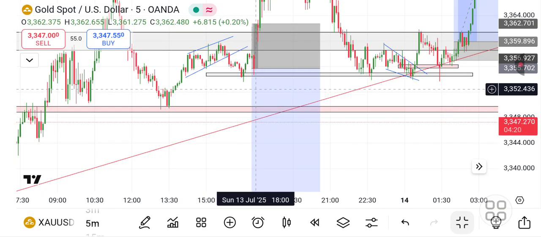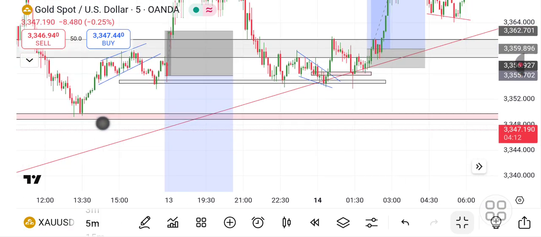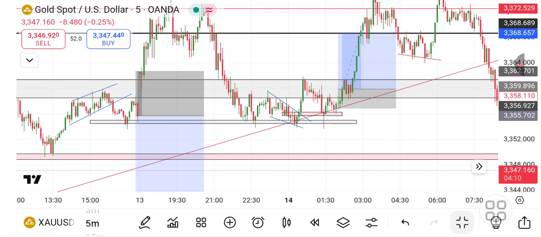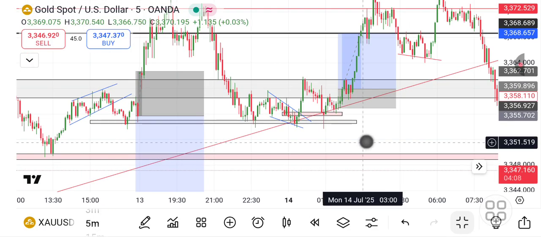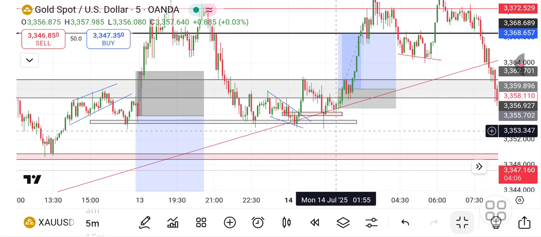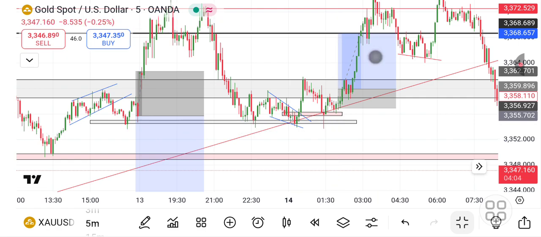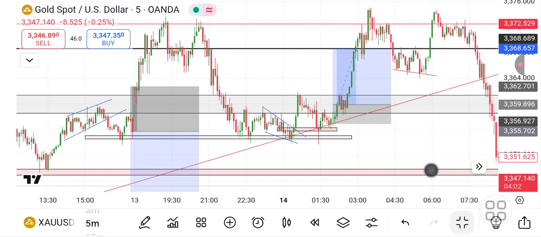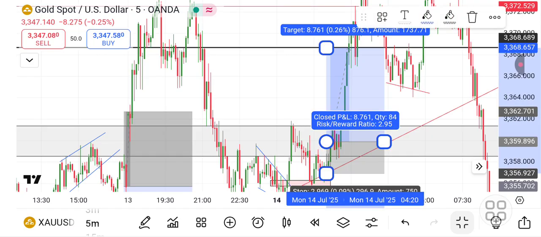close. I was expecting price to drop, but it didn't. It just rode up, it moved up. So I got another trade, which was a buy. I took it and it paid out, which was worth 7 pips.